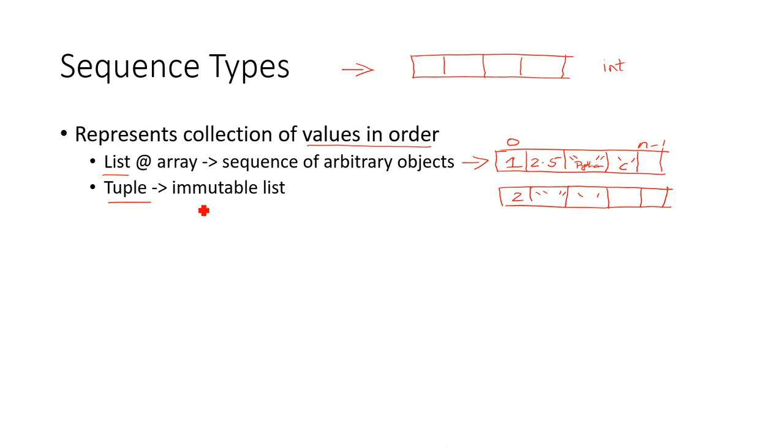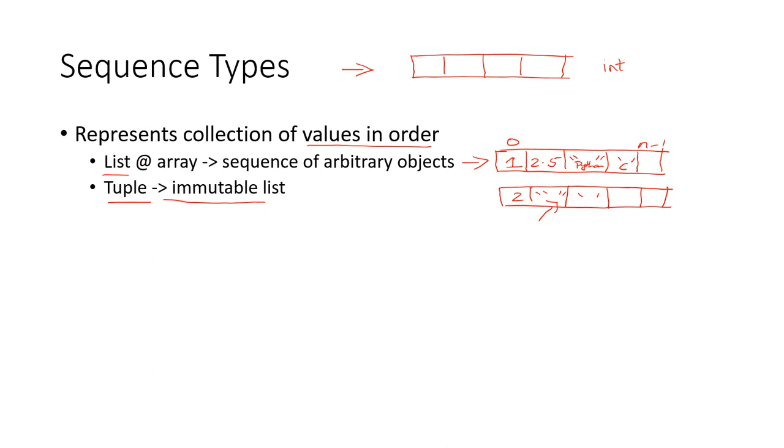One important thing is that the tuple is an immutable list. Immutable means once the tuple is formed, you cannot change the content of the tuple. For example, if you want to write something instead of a string, it is not allowed here, and that will raise an error or an exception. So a tuple is basically an immutable version of a list.